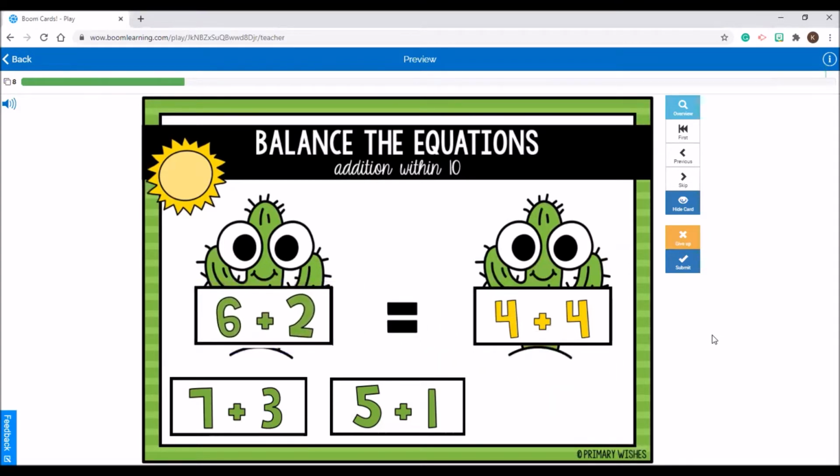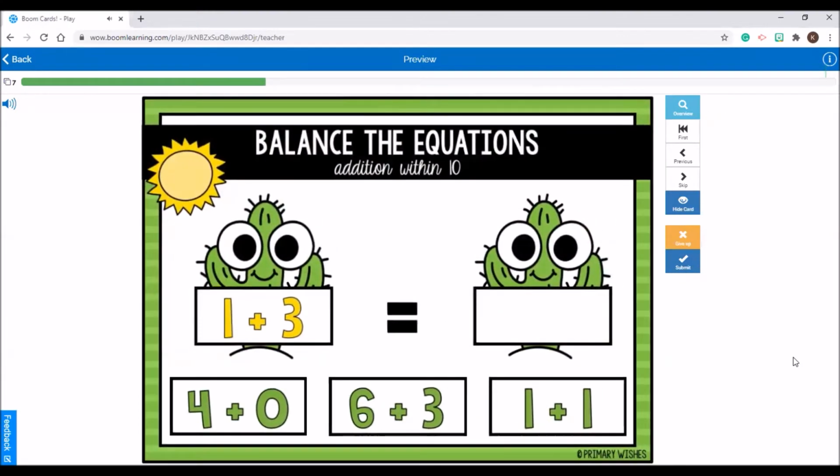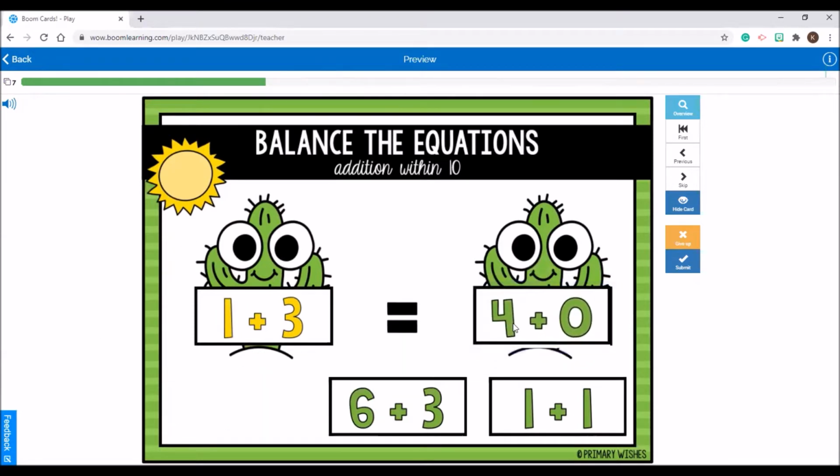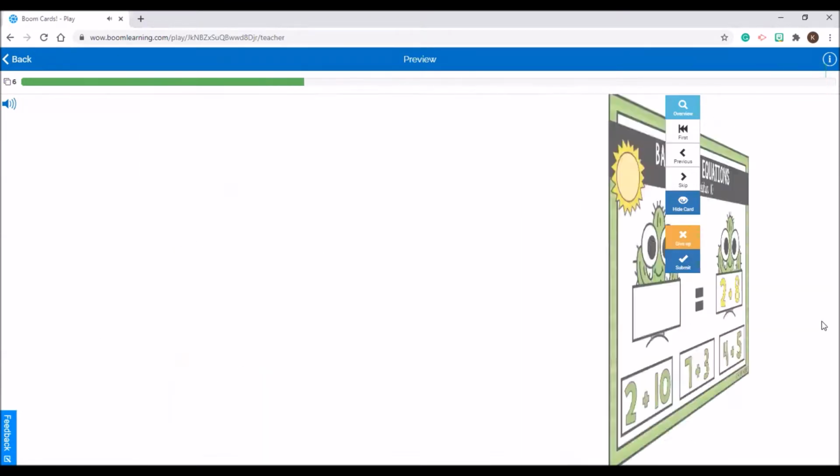Are you sure? Let's check our work. How many is 6 and 2? 8. Good. And 4 and 4 is how many? 8. So is 8 the same as 8? Excellent. Let's keep going. 1 plus 3 is balanced with 4 and 0. Let's check. Great work.